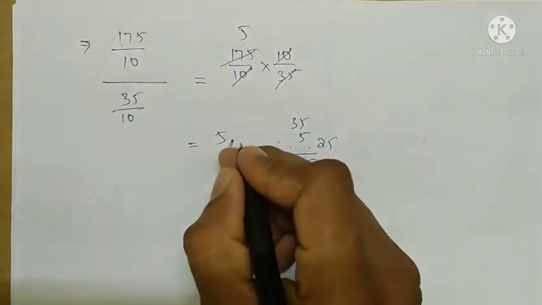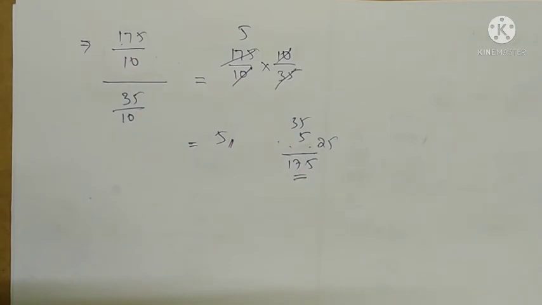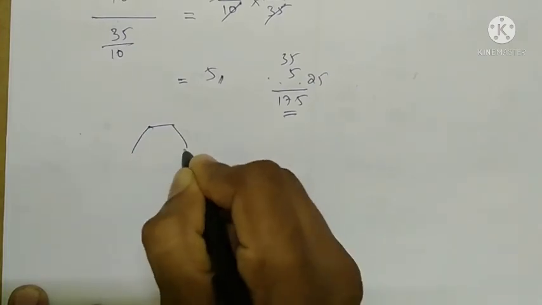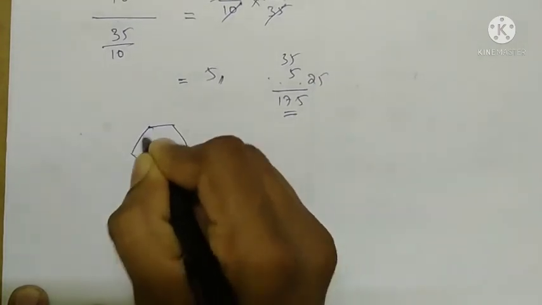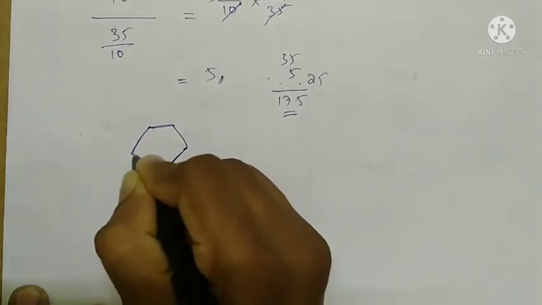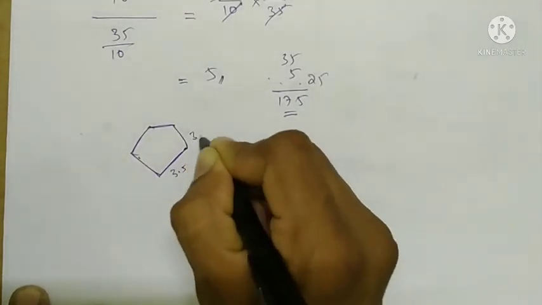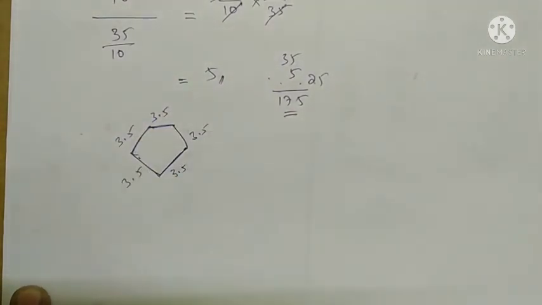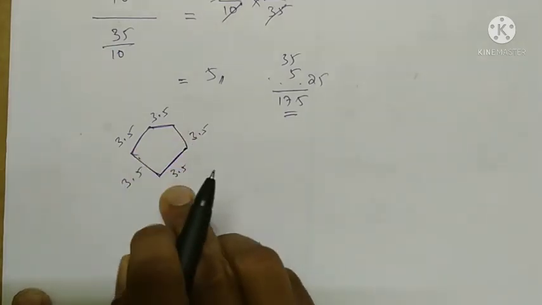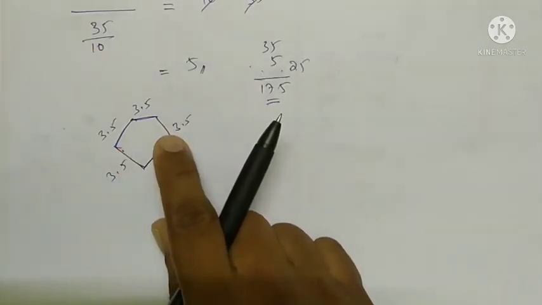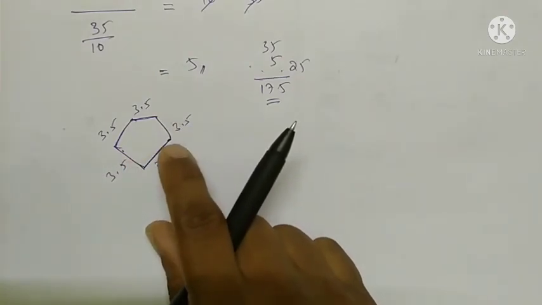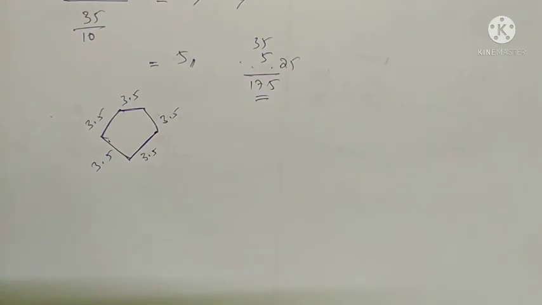So finally, how many sides can we get? 5 sides. So the given polygon consists of 5 sides. So this is our polygon. This is 3.5, this is also 3.5, this is 3.5, this is 3.5, this is also 3.5. So this is called a pentagon. The polygon consists of 5 sides, so we can call it a pentagon. Okay, this is a pentagon. Okay, my dear? Right.